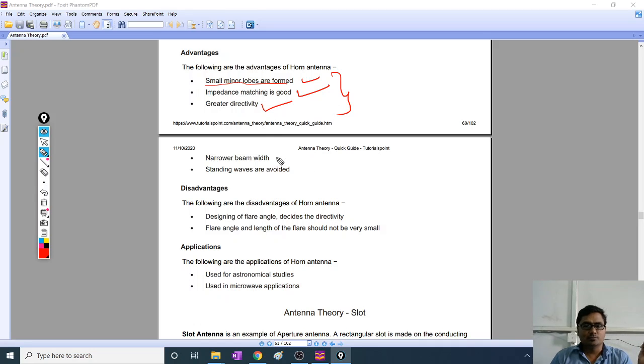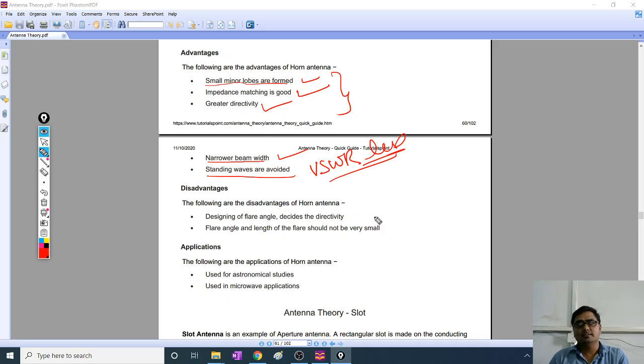So beam width is very small. Narrower beam width means it produces a sharp beam. Standing waves are avoided. Standing waves are very negligible. There is no reflection at all because it's a flared horn antenna. The waveguide is flared completely, so that's why obviously I'm not getting any standing waves. So VSWR will be very less. That's what it is. Now, what are the disadvantages?